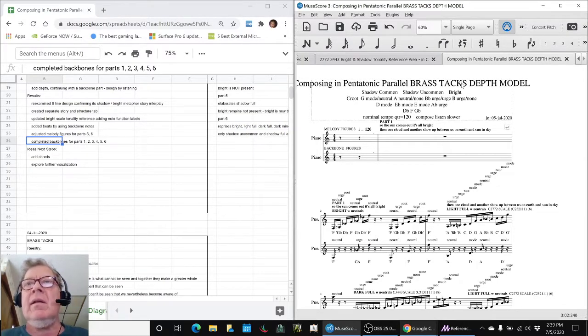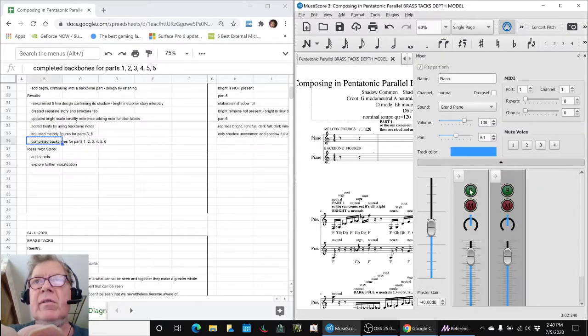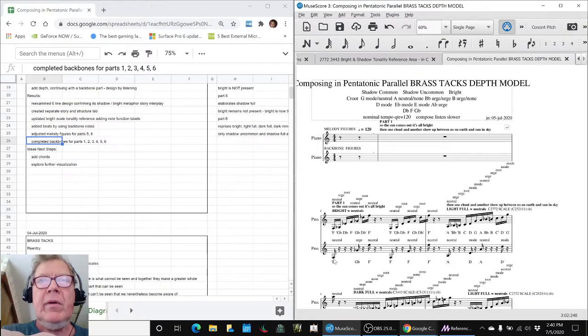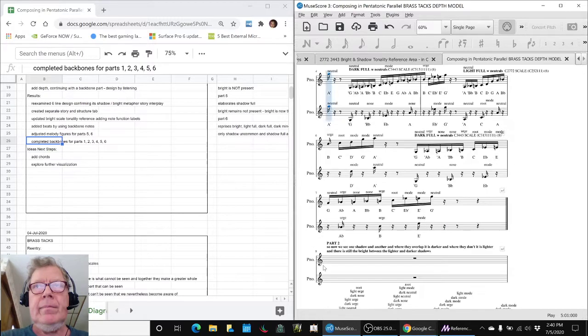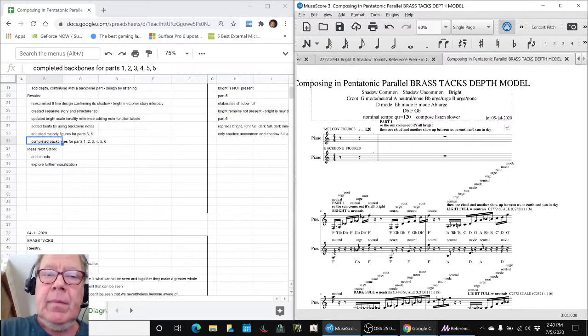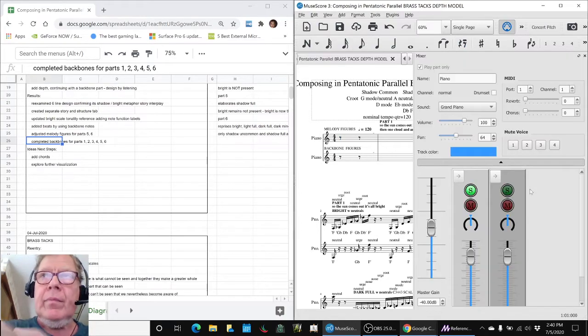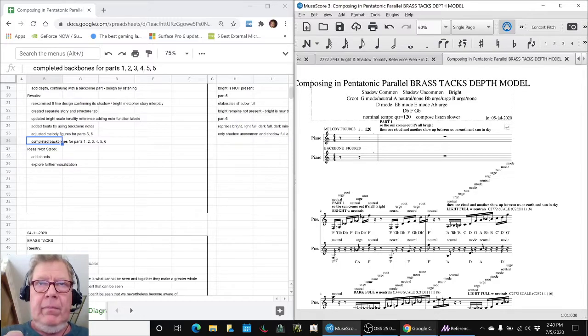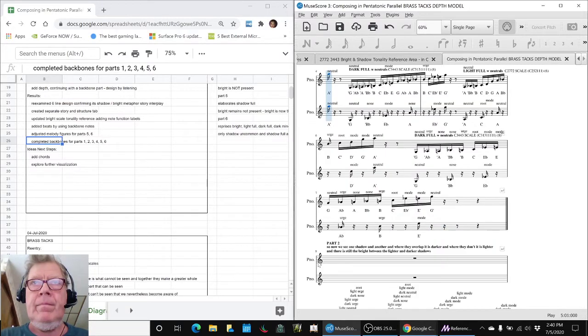And this is what it sounds like. We're going to use the mixer to kind of solo. This is what we composed in the last stream. And then this is what we composed today by picking out notes to be the backbone.